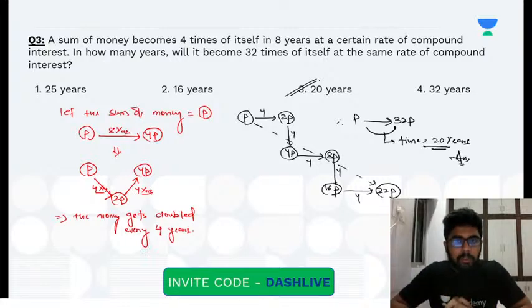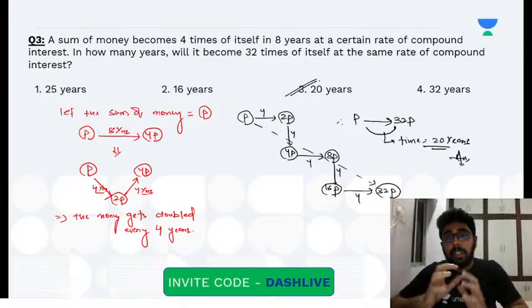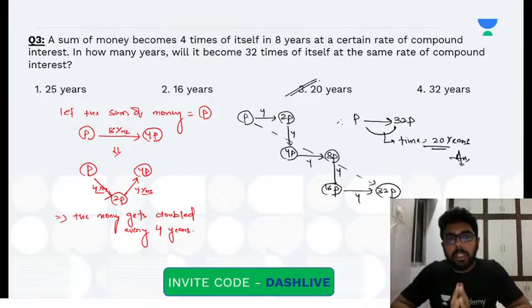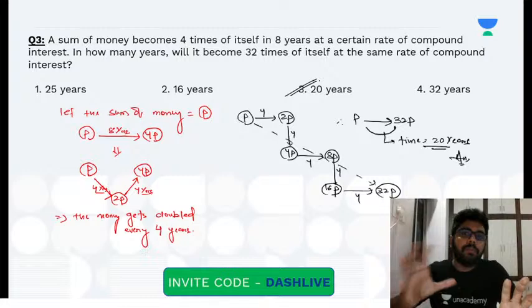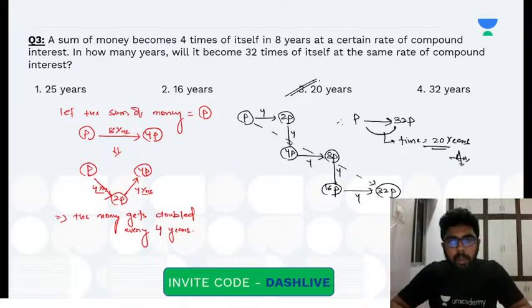We will not get into the basics of that right now. Just understand that the ratio remains constant in case of compound interest. So if I am taking P, it will become 4 times in 8 years. Can I break it? Just look at the way I have written it. Can I break that 4 times as 2 times twice?